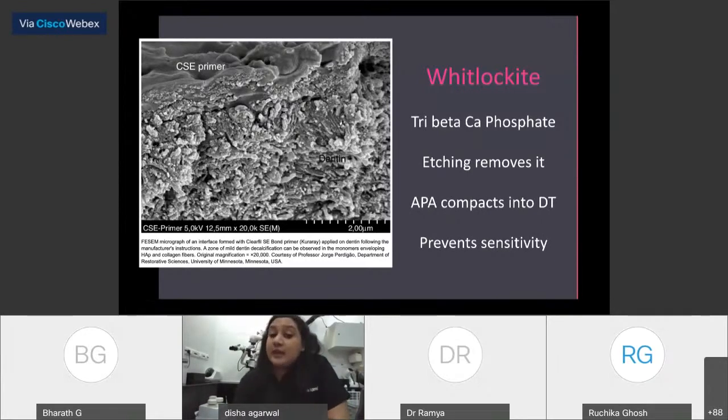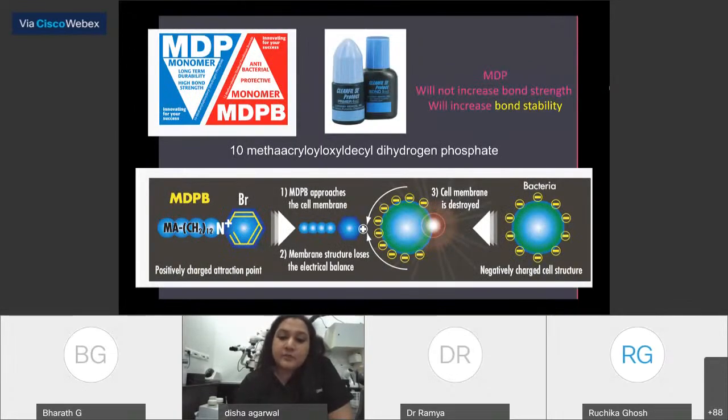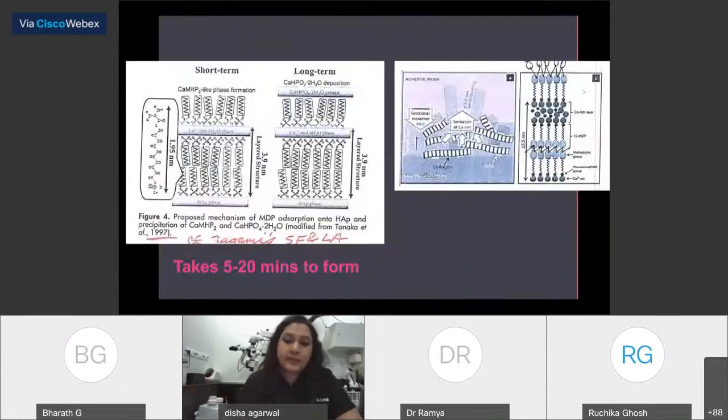Now, for the MDP to function, you need this calcium, the calcium which is present in your smear layer and on the exposed dentine surface. Then only your MDP will bond to it. It will self-arrange in a nano-layering layer and will function. This is a little difficult to understand.